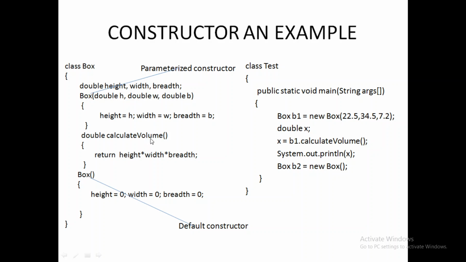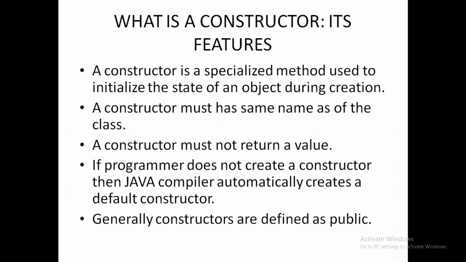Normally you can compare the constructor with this one, calculate volume. This is a normal, simple method, and we know that a method must have a return type, as is the case here. The calculate volume method has a return type double, but the constructor does not have any return type. These are two notable points, the takeaway from this slide. Now let's discuss some of the features of a constructor. A constructor is a specialized method used to initialize the state of an object during creation.